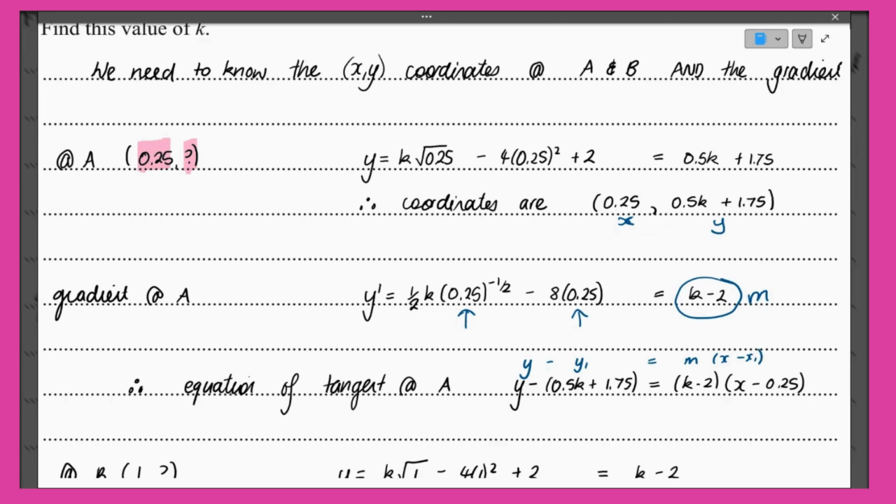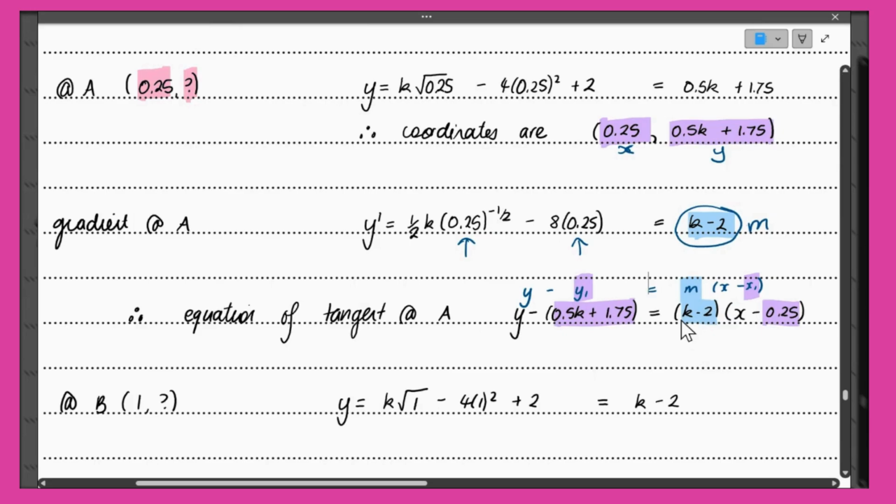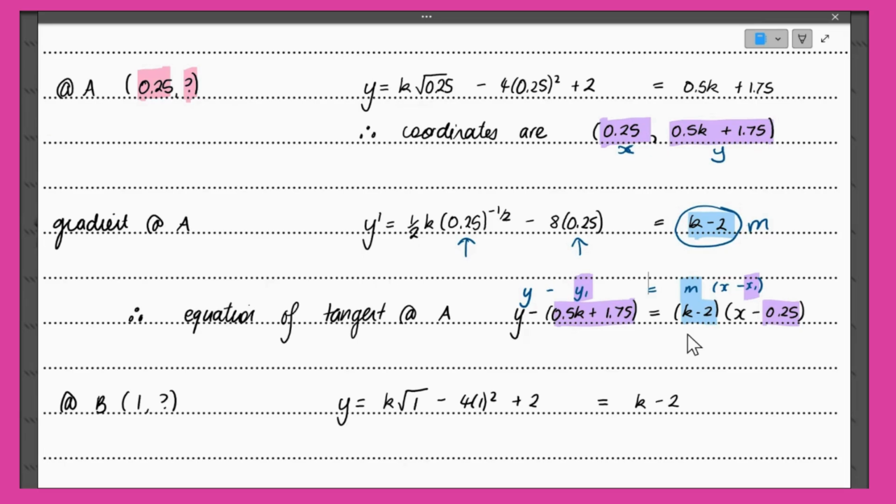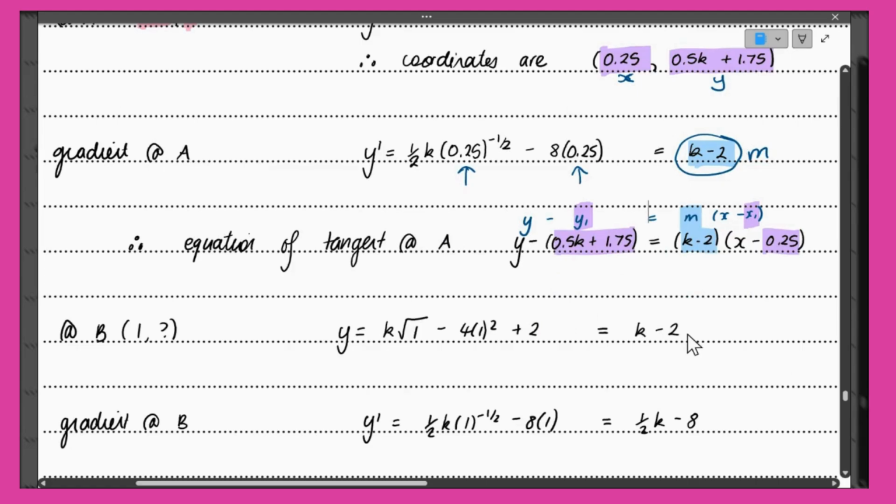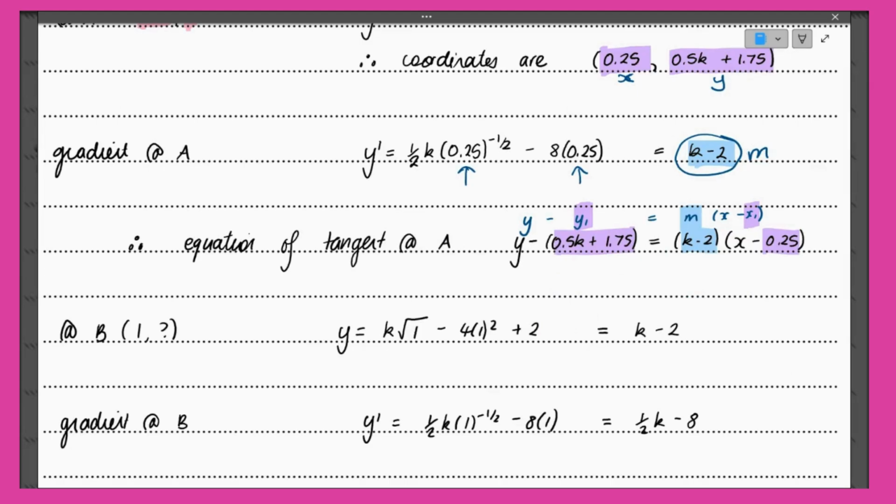Okay, so in this equation, k minus 2 is going to go where m is. X and y, which are these two bits here, are going to go here and here. So they were your 0.25 and your 0.5k plus 1.75. And I actually just left it like that for the moment. So that's the equation of the tangent at A. It's pretty gross.